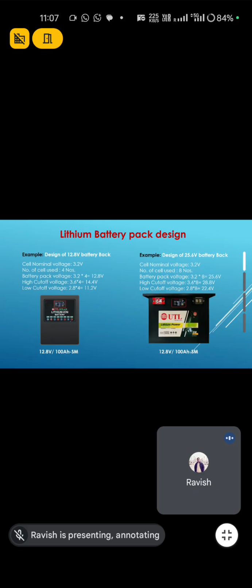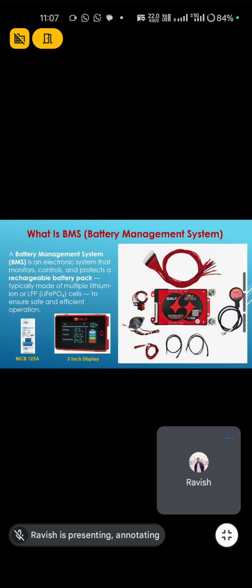Now this is the pack design. If you want to make a 12.8 volt battery, then you have to use 4 cells. And if you want a 25 volt battery, you have to use 8 cells. This one is a BMS, battery management system. What is a battery management system? A battery management system is an electronic system that monitors, controls, and protects a rechargeable battery pack.